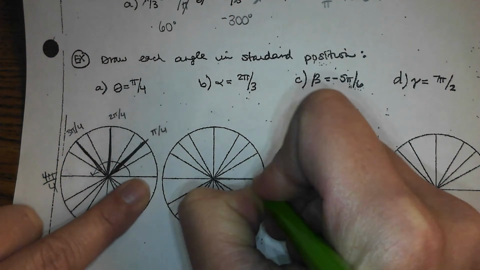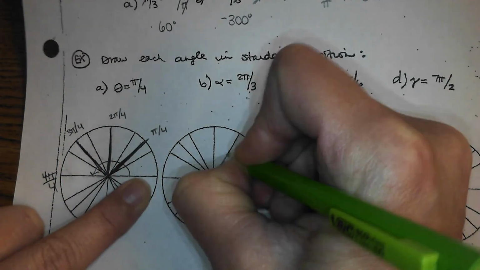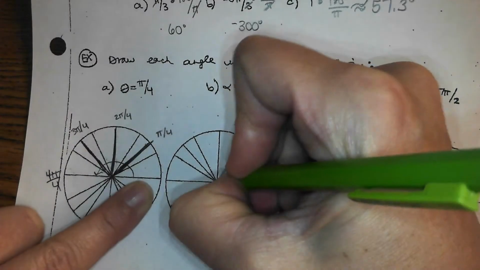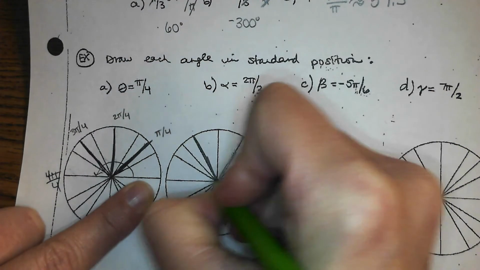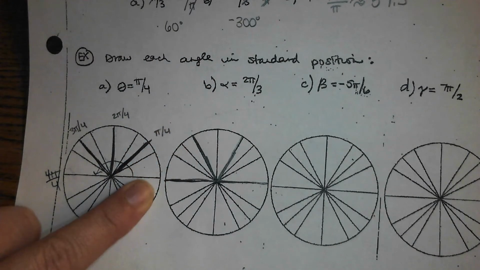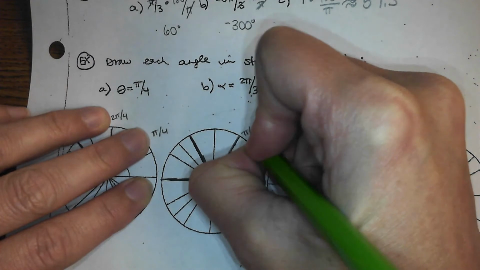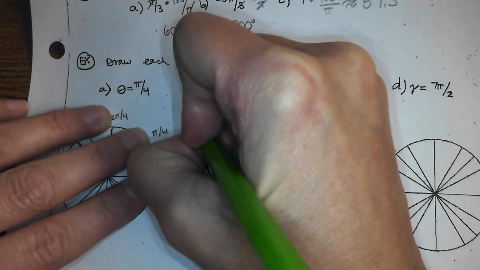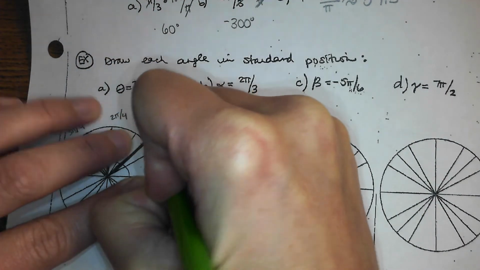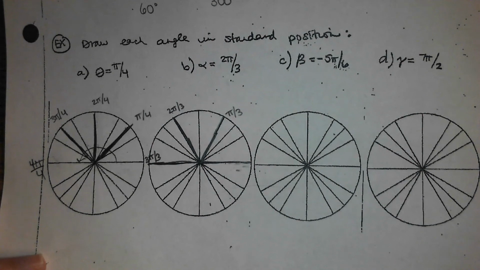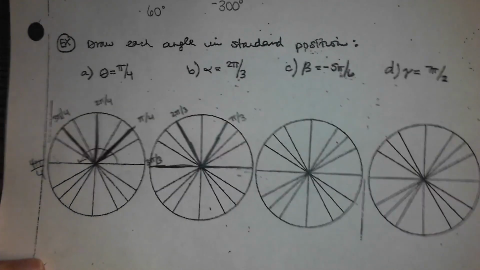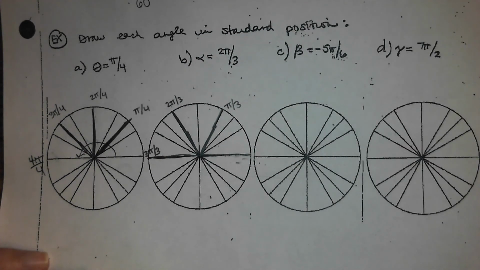So here's your first third, here's your second third, and here's your third third. So this is 1 pi over 3, this is 2 pi over 3, and this is 3 pi over 3. It's like splitting 180 degrees up into thirds. 60 degrees, 60 degrees, and 60 degrees. Yes?